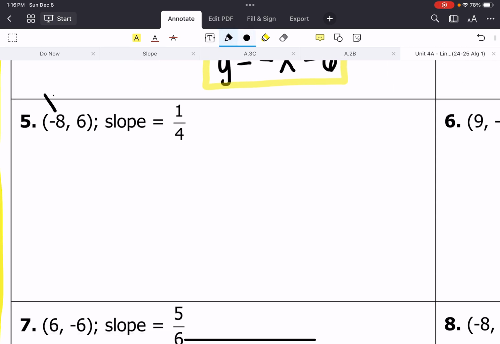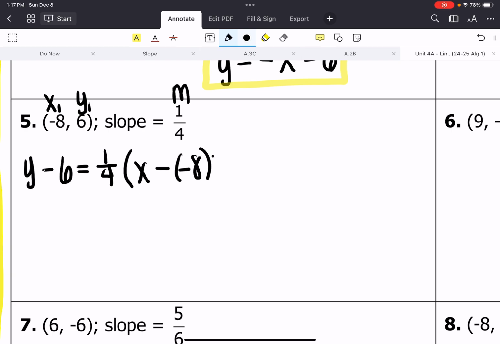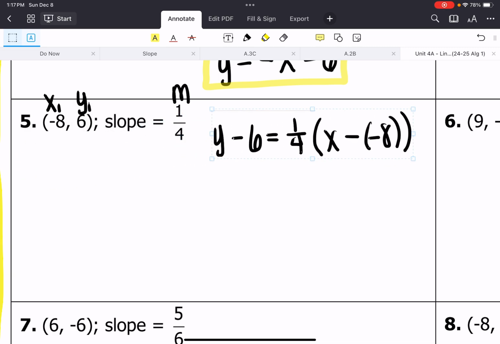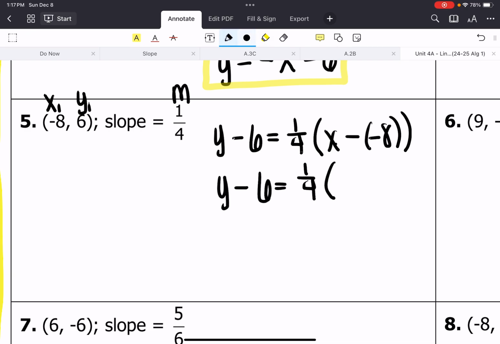Number 5, still using point slope form. Y minus y1, which in this case is 6, is equal to m, which is 1/4, times the difference of x minus x1, which here is negative 8. And again, notice our double negative. So we're going to have to simplify it. A negative times a negative gives me a positive, giving me x plus 8.